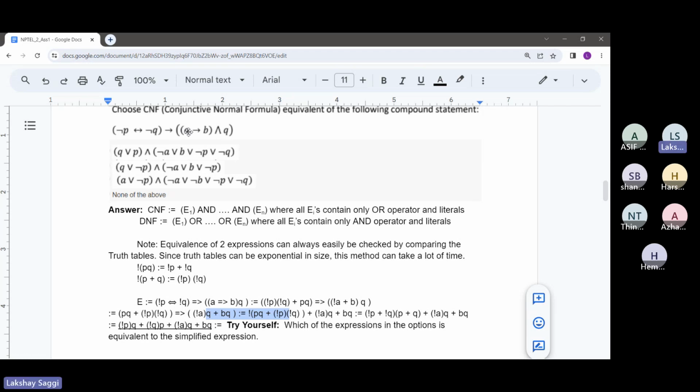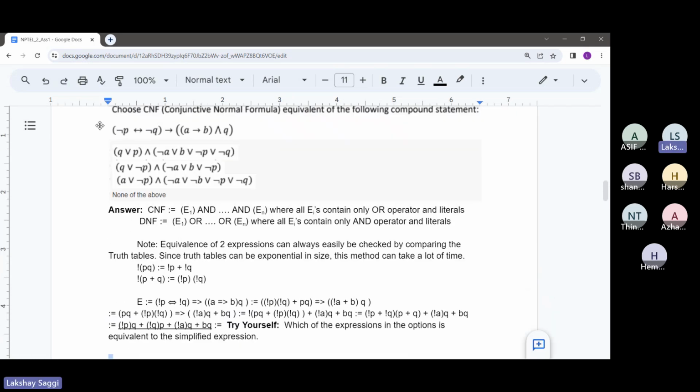If it makes sense, what I'm trying to say is to open up these parentheses and see what terms come. Then term by term, it will be easier to compare whether E and this option A are equivalent. So that's one of the basic ideas, another idea you can try to check the equivalence between two expressions. I hope I'm clear, although I have not solved this question fully, I think I've given enough ideas to try this yourself.